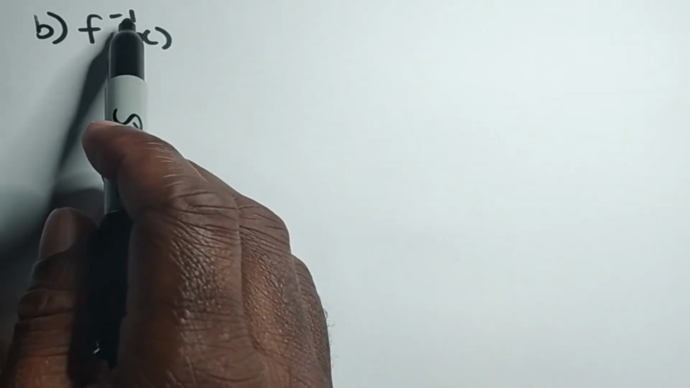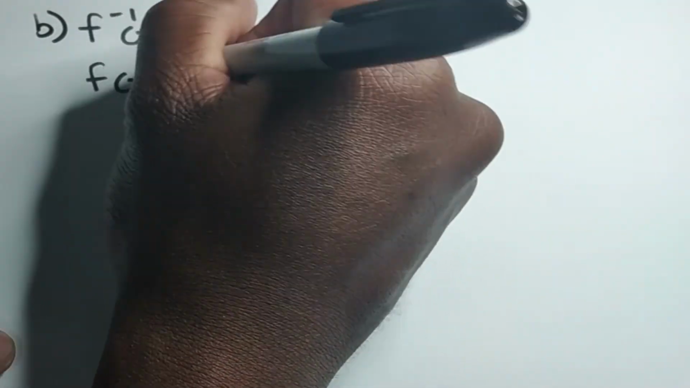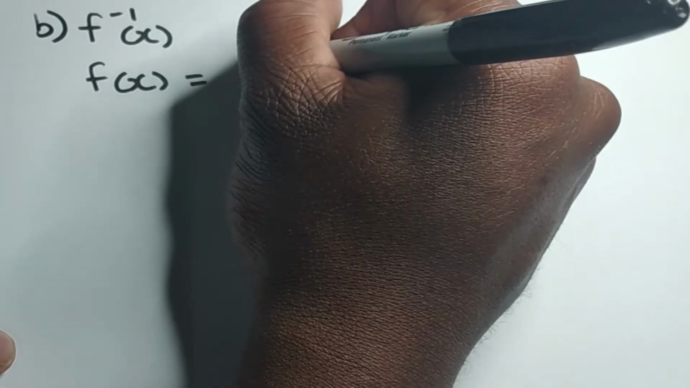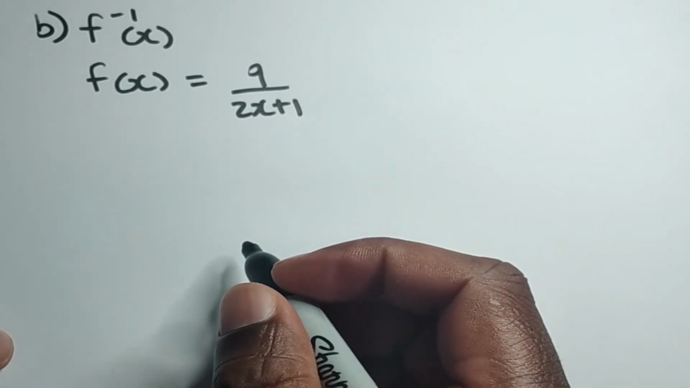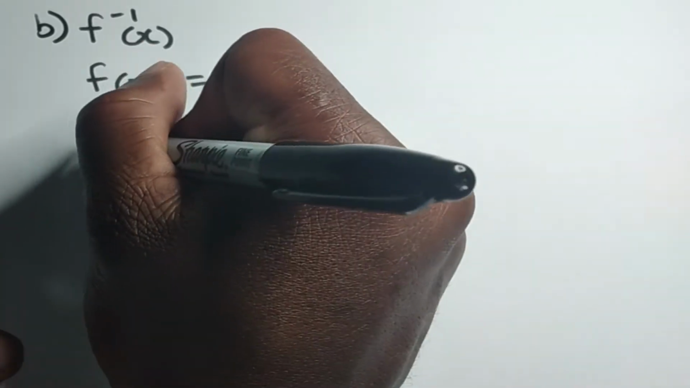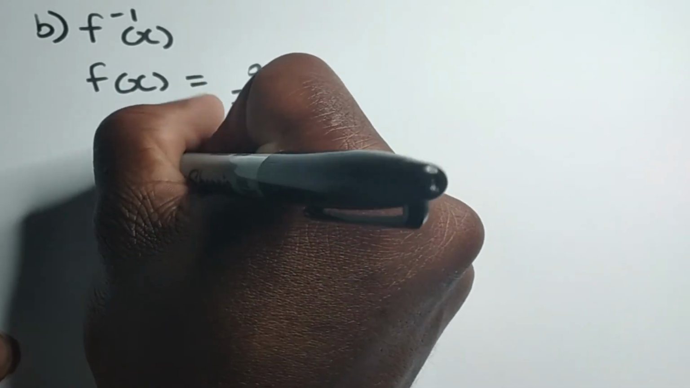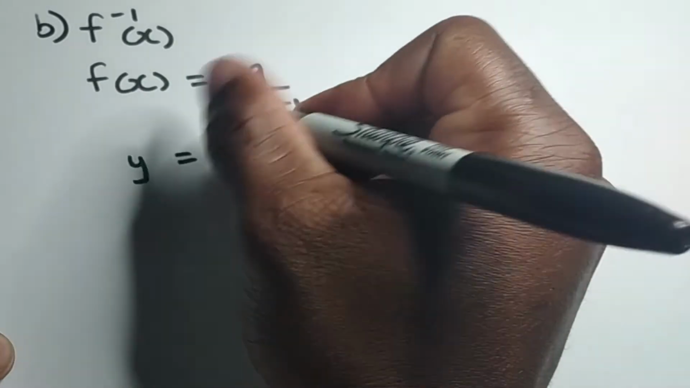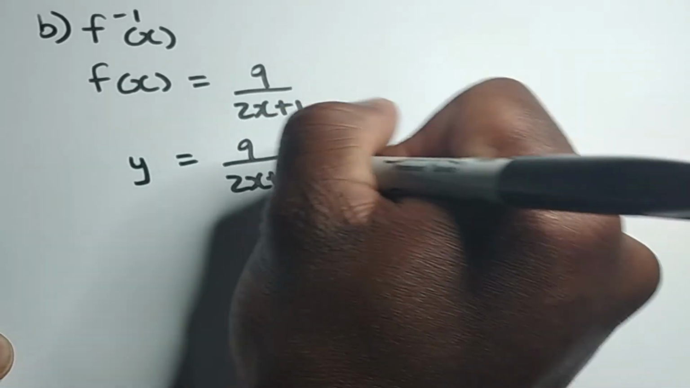So part B asks us to find f inverse of x, all right? So what we want to do first, again, is to recall the f of x function, which was what? 9 over 2x plus 1. And what we can do now is to go about finding the inverse of this thing. So the first step, we're going to let f of x be equal to y. So I replace the f of x with y. So y is equal to 9 over 2x plus 1.